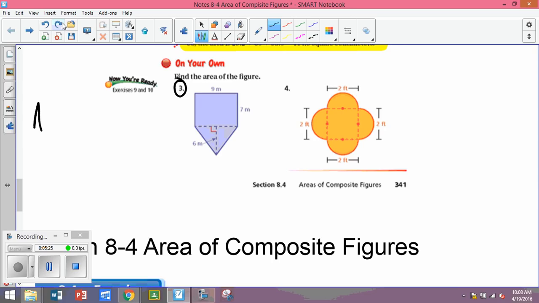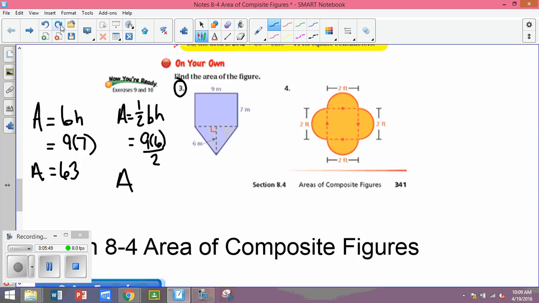Okay, so this is area of a rectangle, so it's base times height. This portion right here is a rectangle. Then it's area of a triangle, which is 1/2 base times height, or base times height divided by 2. So your rectangle is 9 times 7, because it's a base of 9 and a height of 7. 9 times 7 is 63. Your area of your triangle is 9 times a height of 6, since the base is the same as this one, but you have to divide that by 2. So 54 divided by 2 is 27. You take 63 plus 27 to get the area of your figure, and that is 90 meters squared.